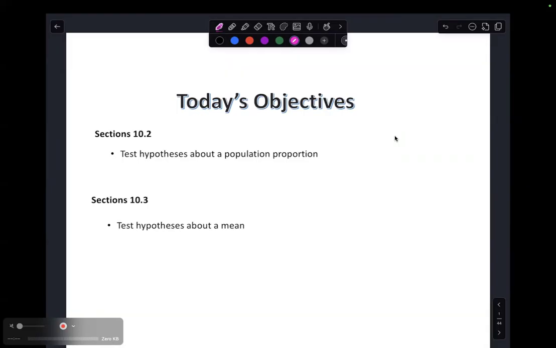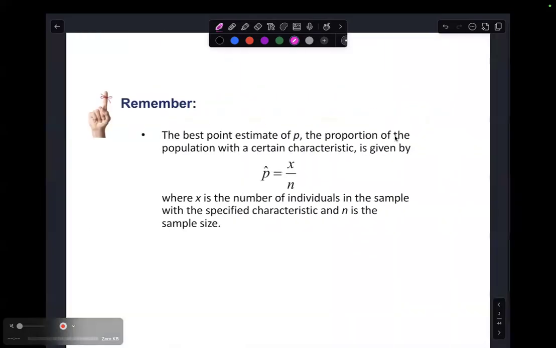So let's jump in. 10.2, we're going to test hypotheses about the population proportion. 10.3, we're going to test hypotheses about a mean. I might have left a couple of slides from 10.2 that we already covered on Tuesday, but it's a good reminder. There's nothing wrong with going over a couple of slides the same. Actually, I have exactly the same number of slides today as I had on Tuesday. That's kind of cool.